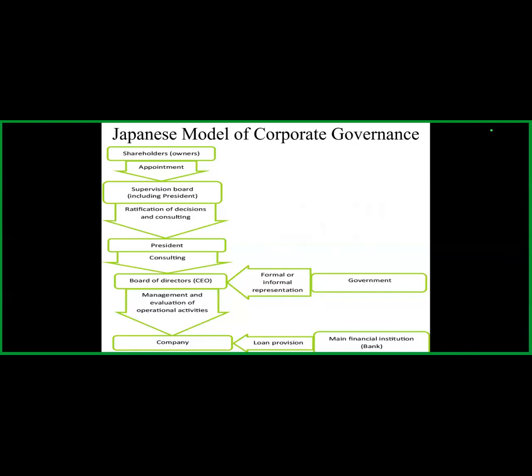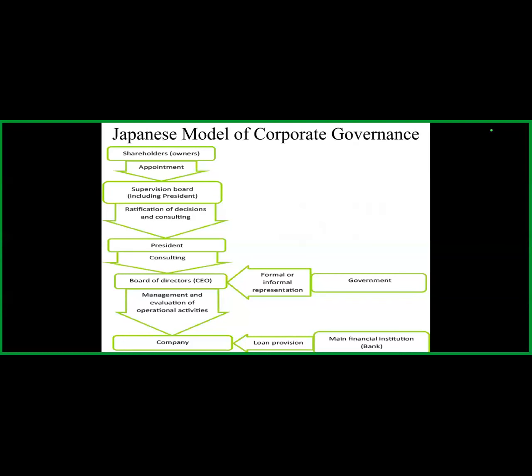That is their second important role. So the supervision board has to perform the duties of ratification, decision and consulting. Then there is a president of the supervision board. His role is mainly consulting. Then comes the board of directors, which is the CEO of the organization. Then comes the management evaluation and operational activities.